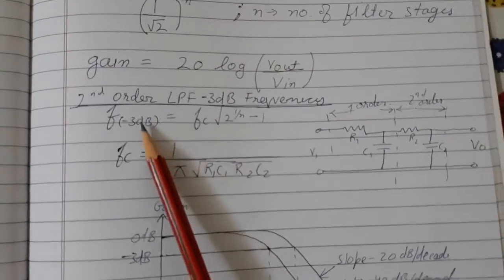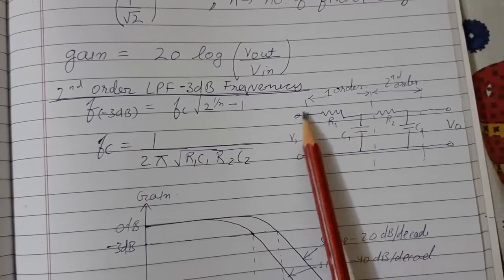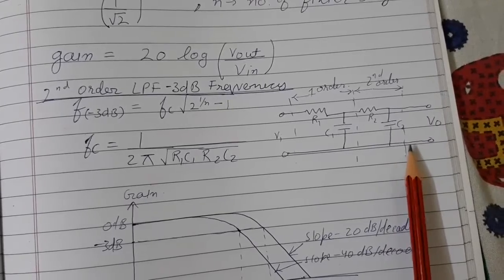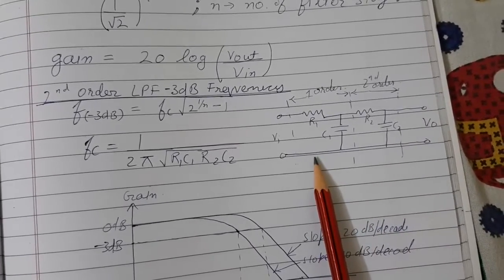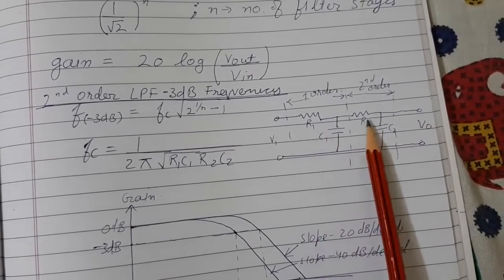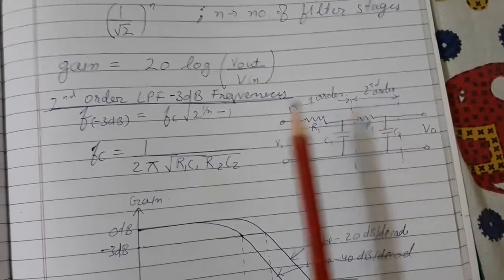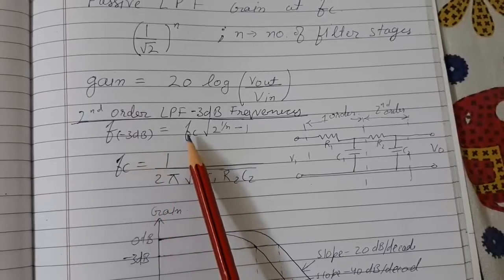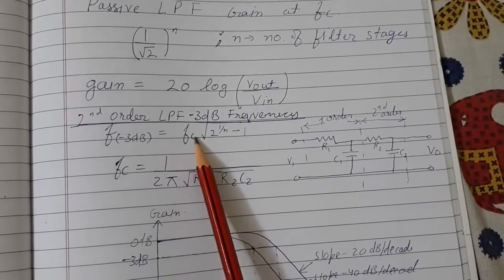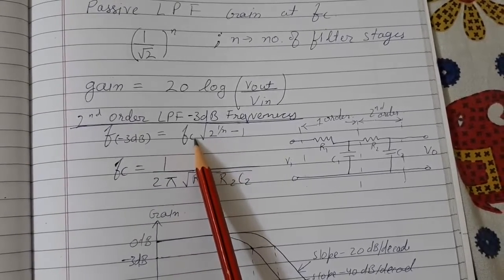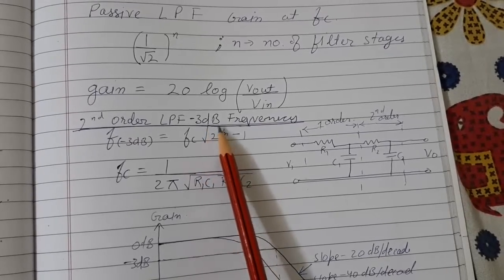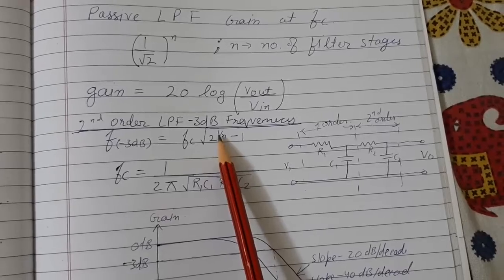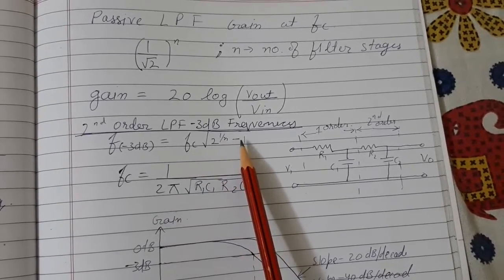In this diagram we can see this is the first order RC circuit, and this is another first order RC circuit cascaded to the previous circuit, so the total becomes a second order RC circuit. The minus 3 dB point is our cutoff point. We can calculate it for higher orders by Fc times the square root of 2 to the power 1 divided by n, minus 1.